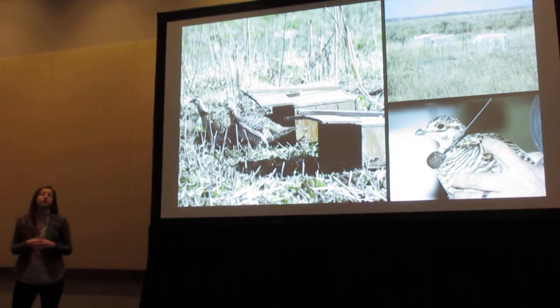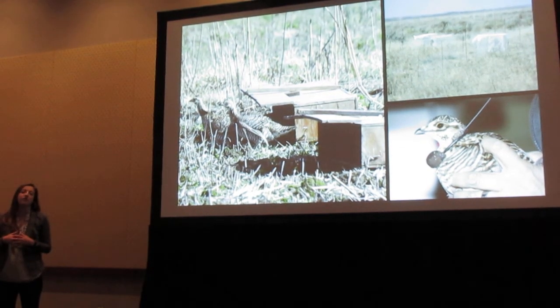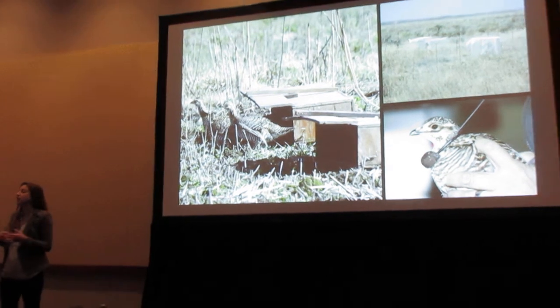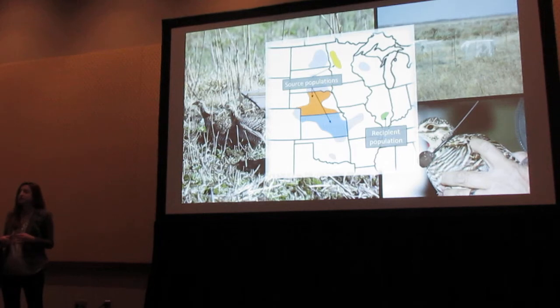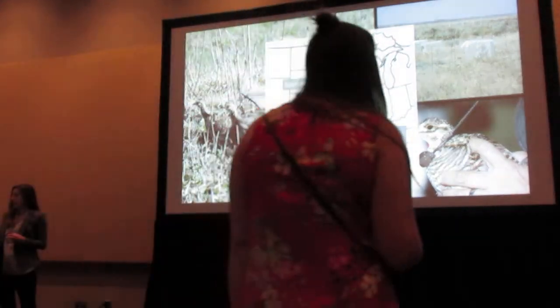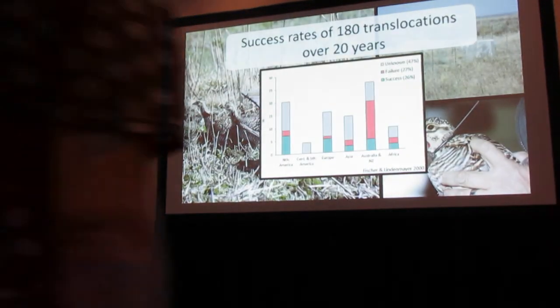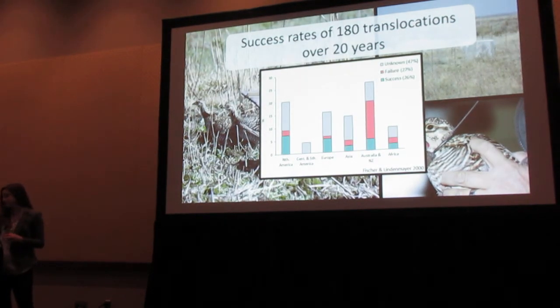So in response to rapidly accelerating extinction rates, conservation managers have employed an array of strategies to combat species losses. And among these, translocations, or the artificial movement of individuals between wild populations, have become quite common. And although they're employed quite frequently, success of translocations is often elusive or unclear.